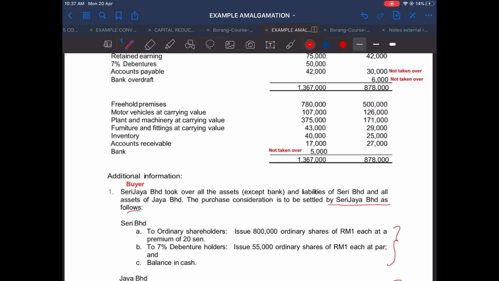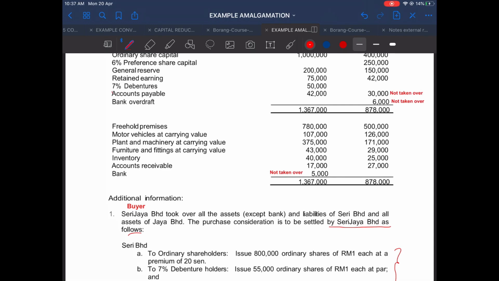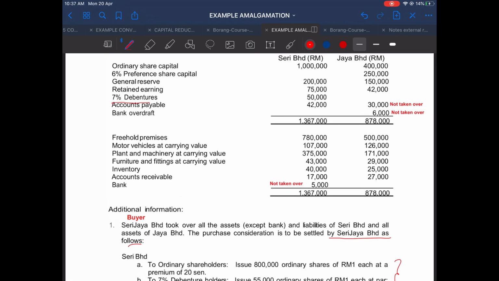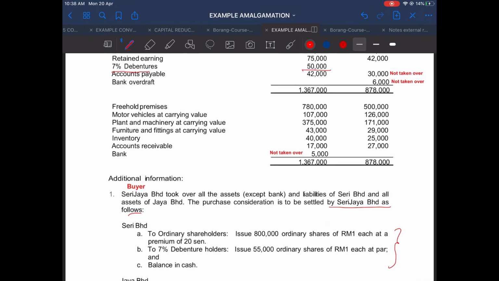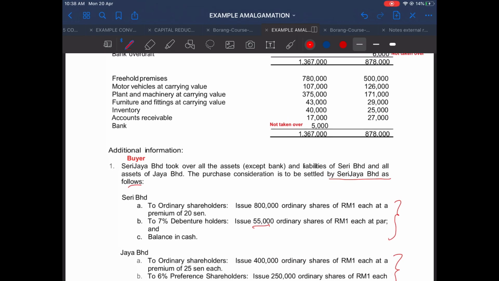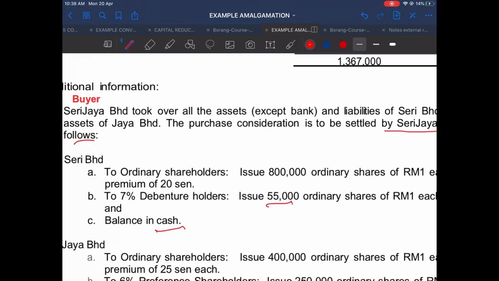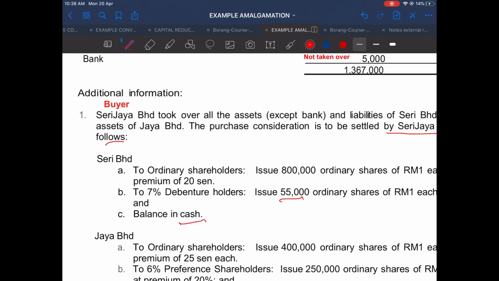So if you take a look at Sri Berhad, it has 7% debenture holders. To the 7% debenture holders here, Sri Jaya will issue 55,000 ordinary shares of $1 each at par, and the balance will be paid using cash. And note that here the cash balance is not mentioned, how much.